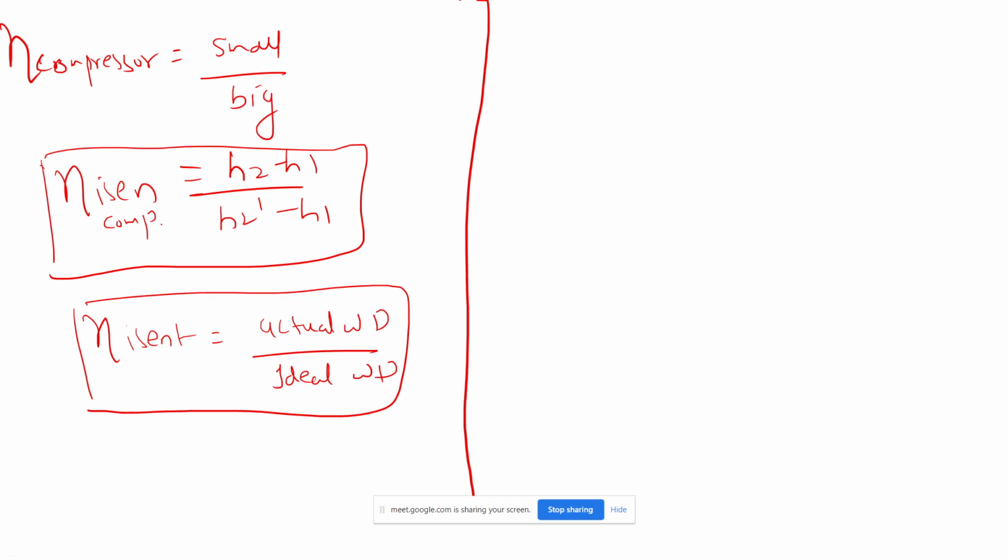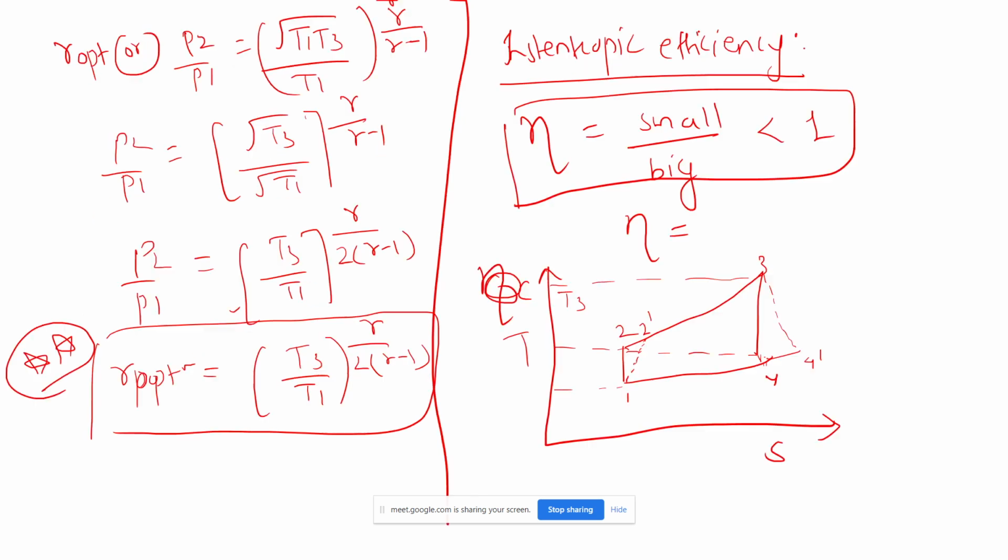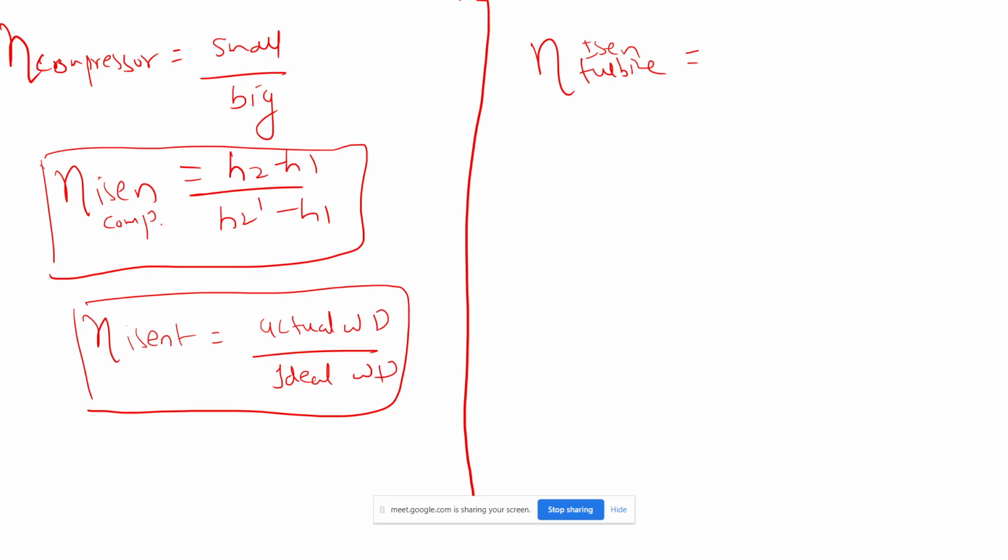Hello. Okay, sir. So similarly in case of turbine you can write isentropic efficiency, which one is smaller and which one is bigger. H3 minus H4 gas, smaller one. H3 minus H4 dash upon H3 minus H4. Is it okay?